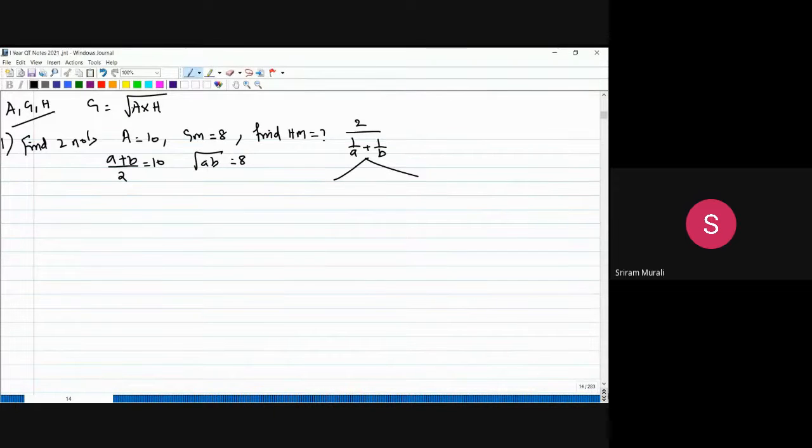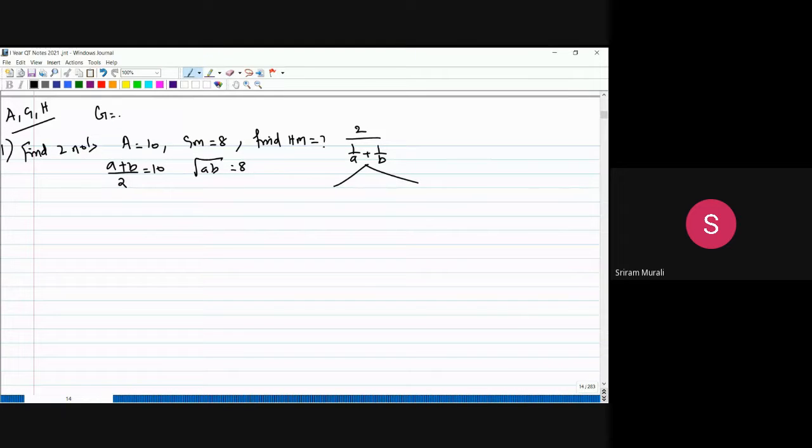Now this is the last relation. By next class I may start dispersion. Relation between arithmetic mean, geometric mean, harmonic mean. The relation is geometric mean is the geometric mean of A and H. That is, geometric mean is the geometric mean of arithmetic mean into harmonic mean.